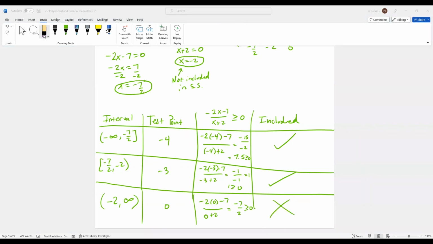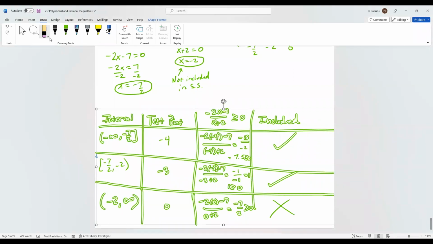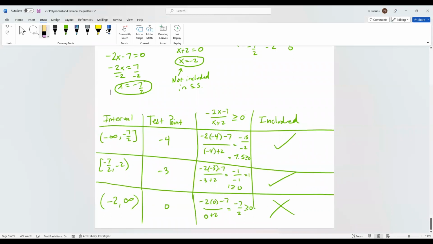And I just noticed I made a slight mistake up here. This needs to be, oops, I want to select everything there. Okay, I'm on now. All right, negative 2 times negative 4, that's positive 8 minus 7. So that would be a 1. And that's a negative 1/2, which is not greater than 0. So this is not included. Right? It's very rare that you're going to have two of them right next to each other that are both included. It can happen, but it's rare.